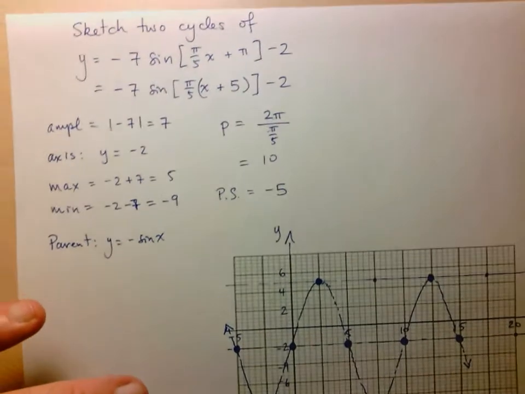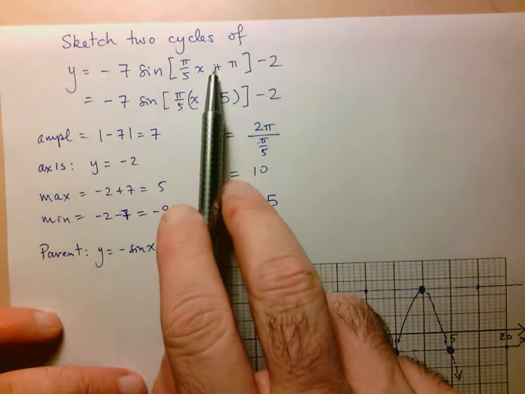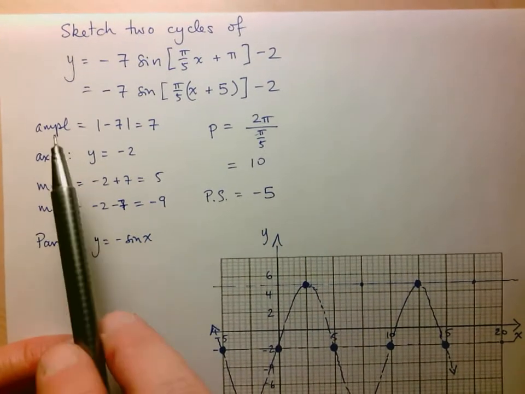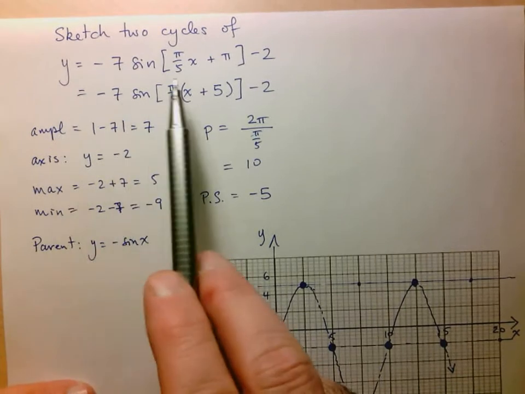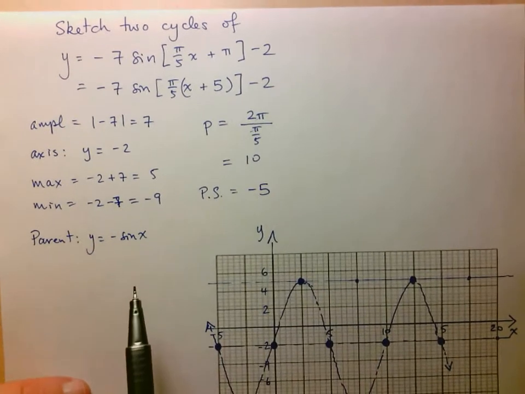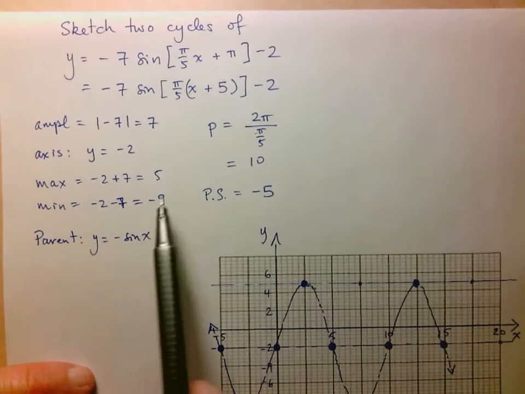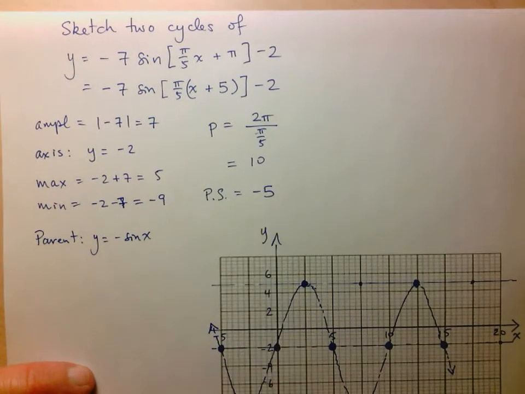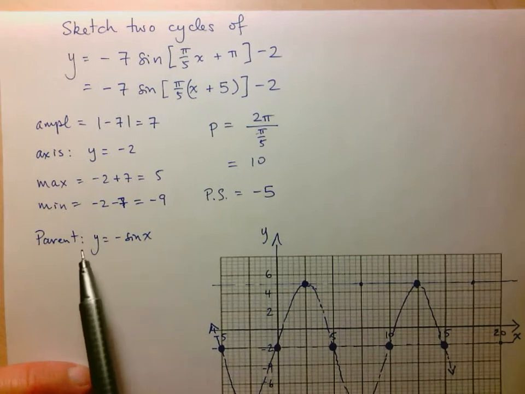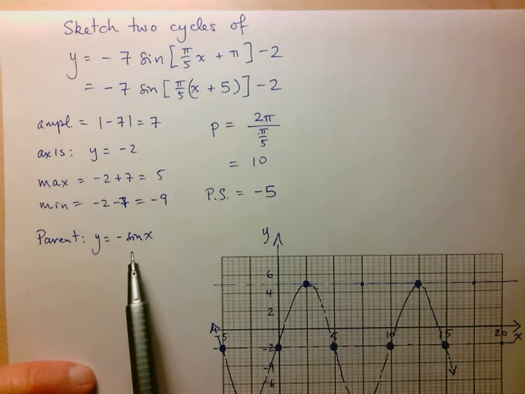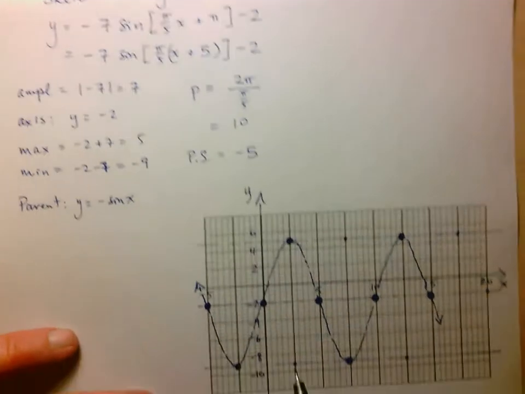So let's just do a recap. Step number 1, make sure you factor the input if necessary. From there, interpret from your 4 parameters all the important characteristics. In this case here, I'm talking about the maximum, the minimum, the period, and the phase shift. Indicate what your starting function is going to be. In this case here, it was negative sine.